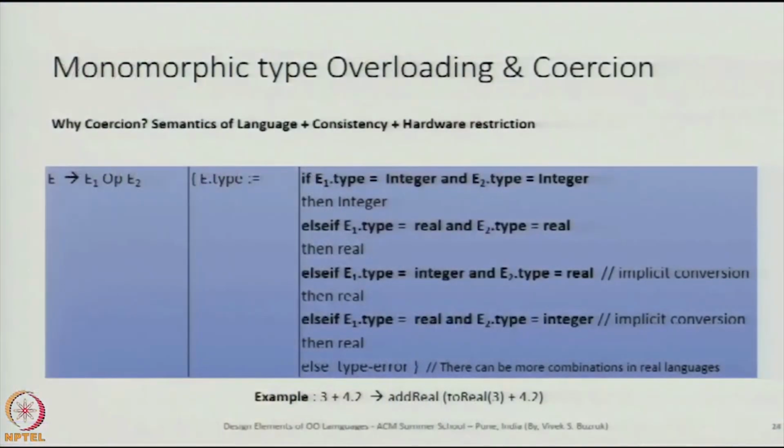Now you can see at the bottom that if it is 3 plus 4.2, then you do an add real, but I need to convert 3 to real first. At the bottom you can see that: convert to real, and then add 4.2.